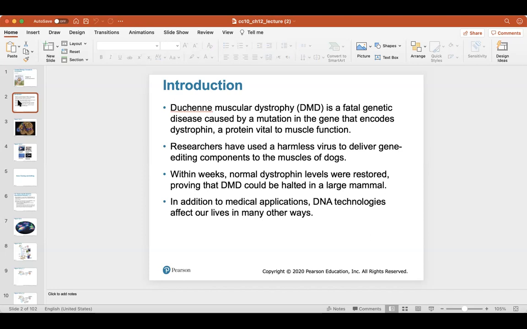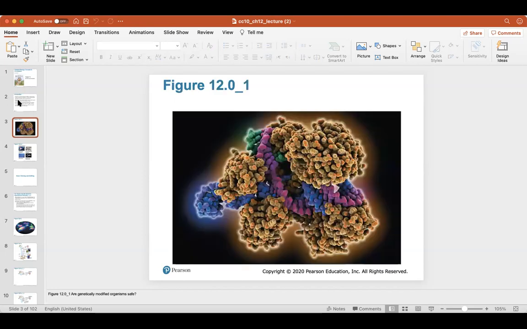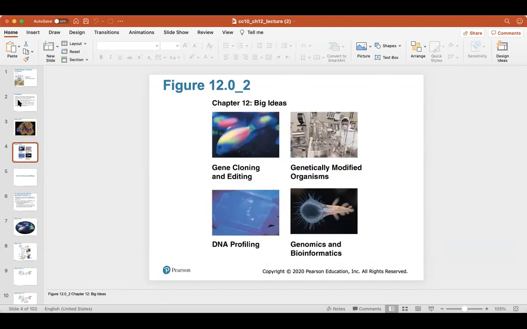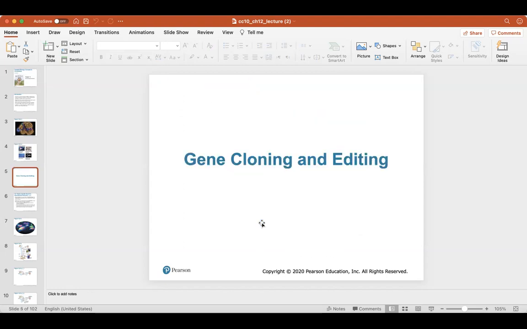In addition to medical applications, DNA technologies can affect our lives in many other ways. So we're going to take a look at your DNA and genetics, and we're going to ask the question, are genetically modified organisms safe? We'll look a little bit at gene cloning and editing, genetically modified organisms, DNA profiling, which is what we'll go over specifically because that's what your discussion post will be about, and then genomics and bioinformatics.